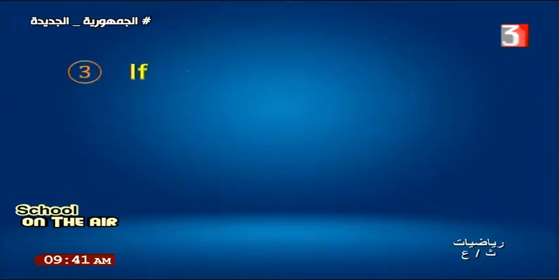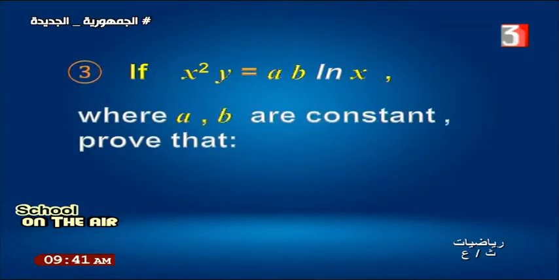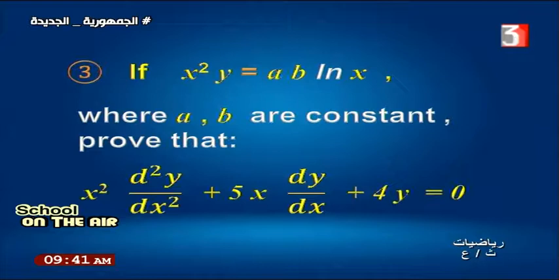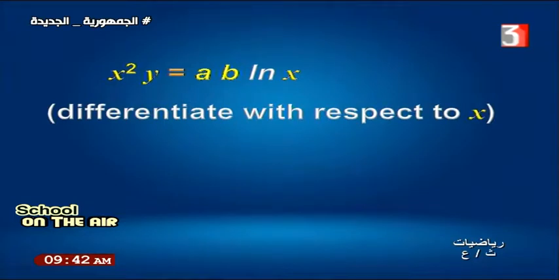Number 3: if x power 2 y equals ab ln x, where a and b are constants, prove that x power 2 multiplied by d2y/dx squared plus 5x dy/dx plus 4y equals 0. Now the relation x power 2 y equals ab ln x. We can differentiate both sides with respect to the variable x.